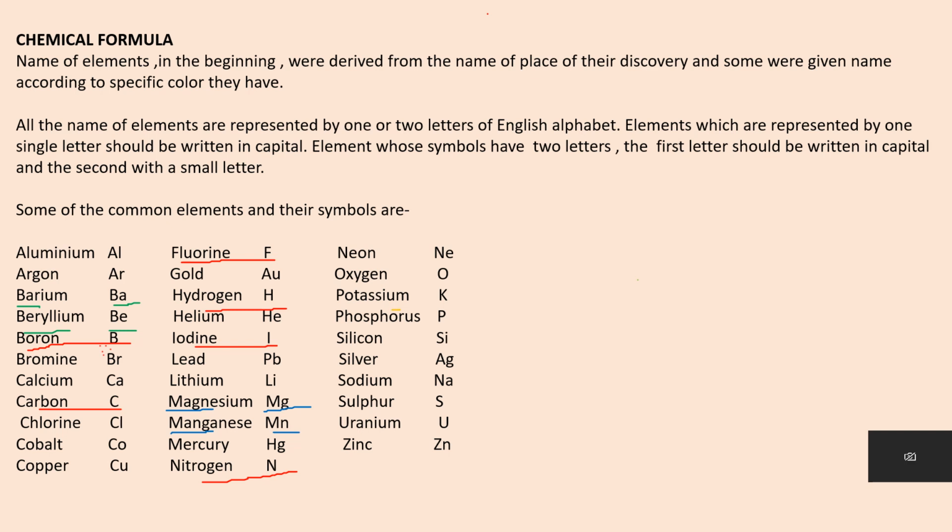potassium is represented by symbol K, which is derived from a Latin word kalium. Sodium is represented by symbol Na, which is again from a Latin word natrium. And uranium is designated by the symbol U by the name of a planet, Uranus.